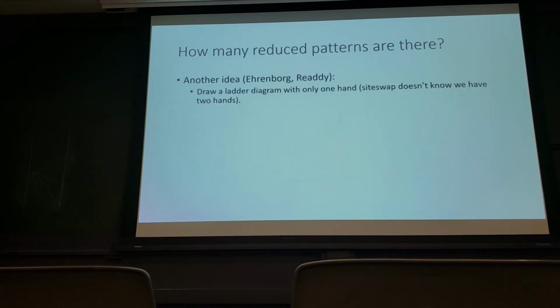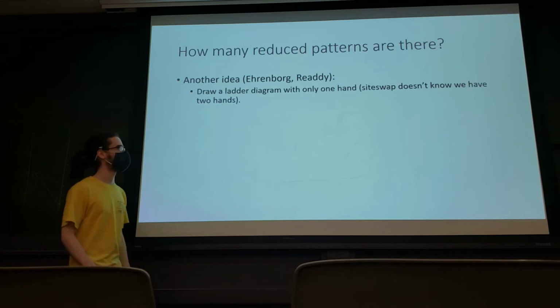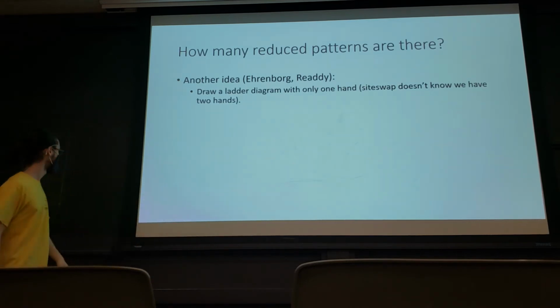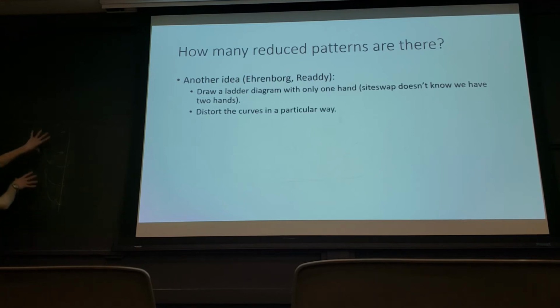So what we're going to do is draw a ladder diagram, but only with one hand. Siteswap doesn't know that we have 2 hands, so we just have one side. So for example, the pattern 3 would just be this sort of repeating pattern. And then we're going to distort these curves in some way, and I'll describe exactly how to do this.